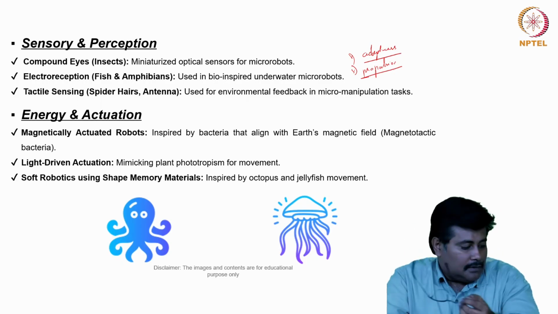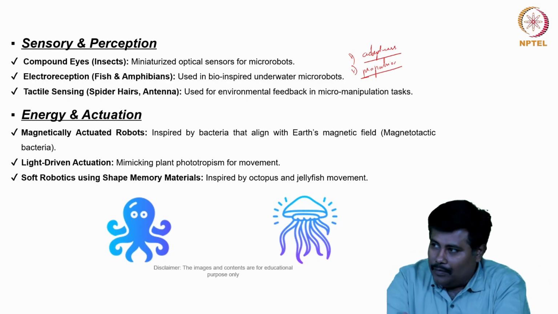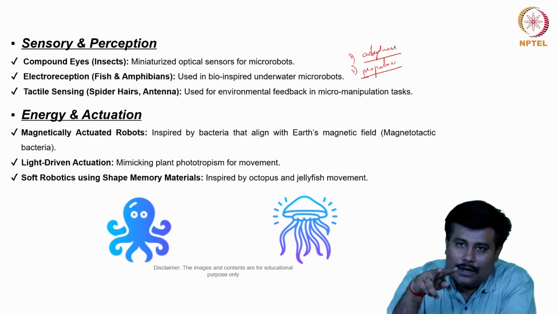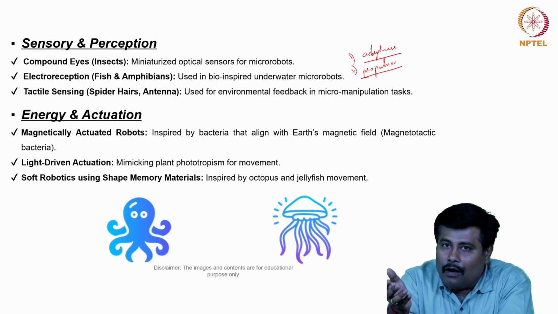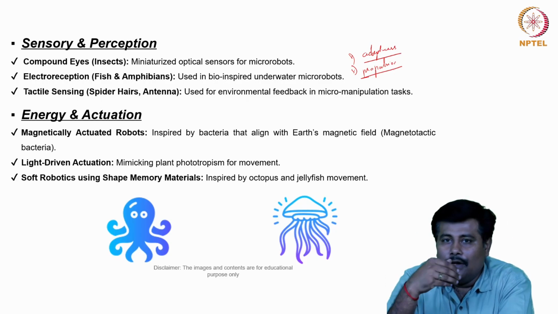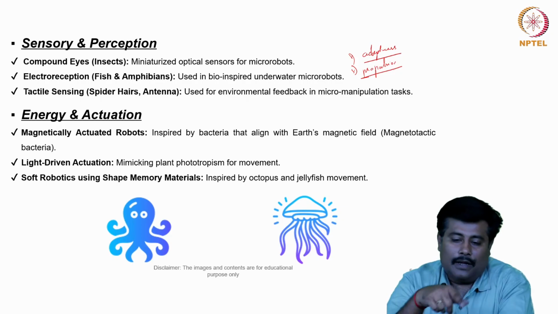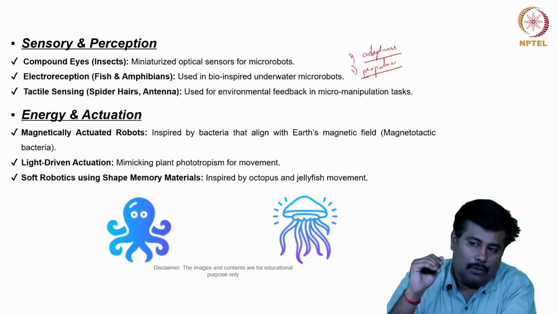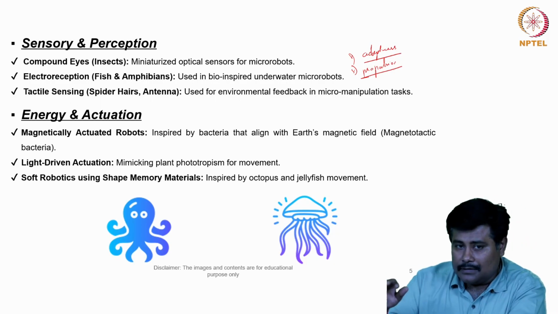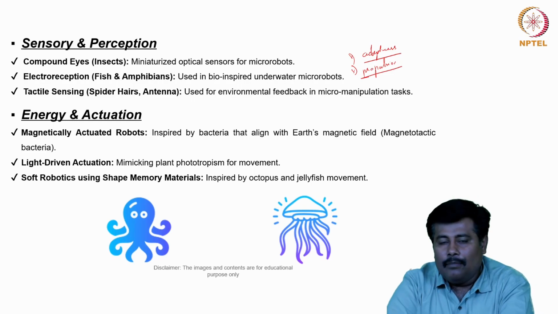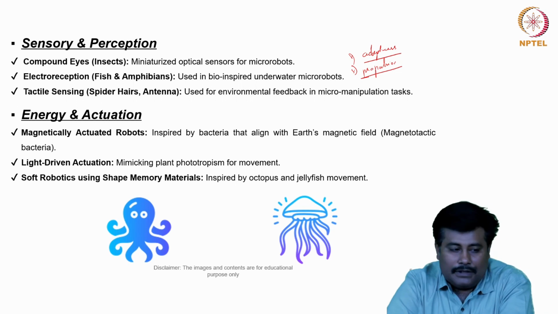For example, in the case of spider hairs and antennas, which we have discussed, when we see a cockroach, it has two antennas which are mainly meant for tactile sensing. When some object or body comes near it, the antenna will detect it and give feedback about the environment in a micro manipulation task. These are mainly meant for sensing the overall functionality as well as the overall behavior. So it is mainly used for environmental feedback in micro manipulation tasks.